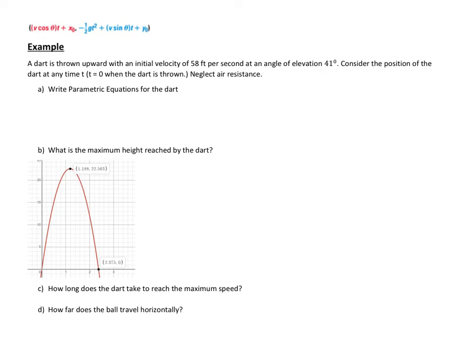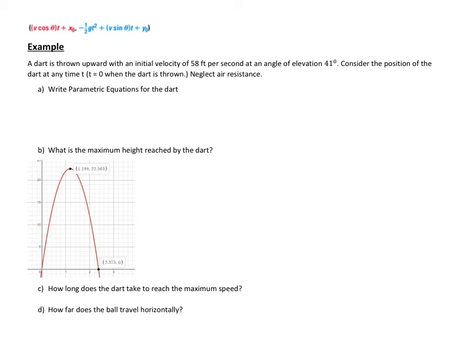So here I'm told a dart is thrown upward with an initial velocity of 58 and an angle of 41 degrees. Consider the position of the dart at any time t. Neglect air resistance. Write parametric equations for the dart.